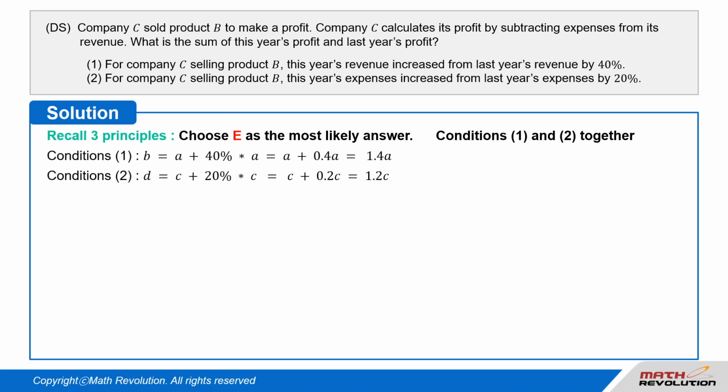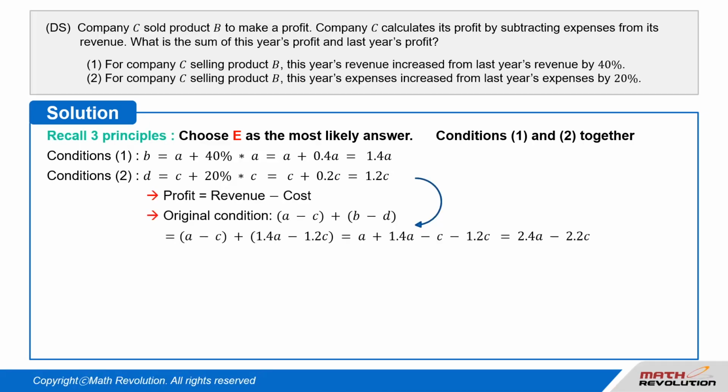Condition 1 tells us that B equals A plus 40% times A, which equals A plus 0.4 times A, which equals 1.4 times A. Condition 2 tells us that D equals C plus 20% times C, which equals C plus 0.2 times C, which equals 1.2 times C.